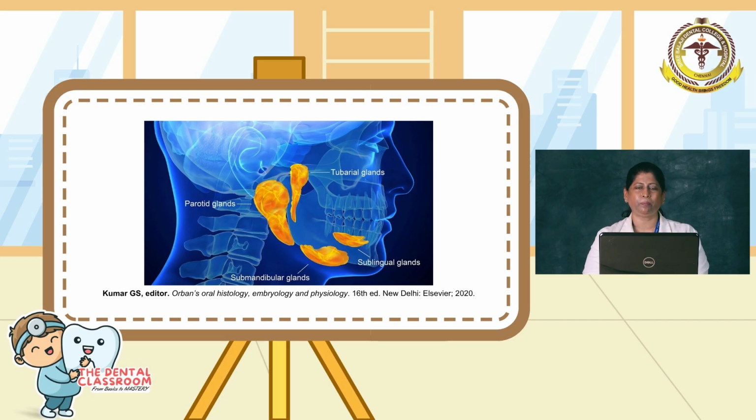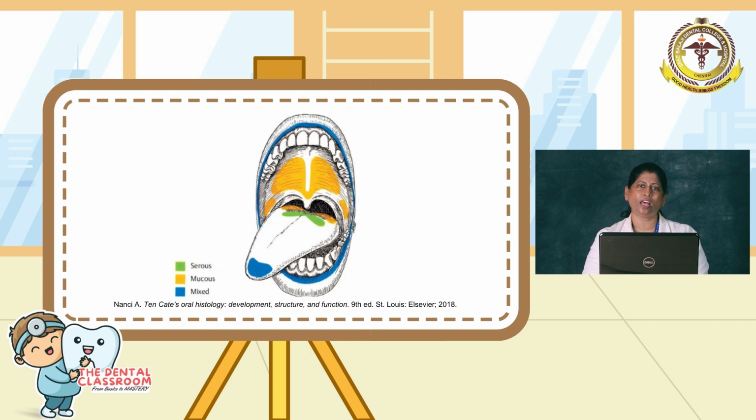We know there are three pairs of major salivary glands, and now a recent introduction has been the tubarial glands. So now the four major salivary glands will be the parotid gland, submandibular gland, sublingual gland, and the tubarial gland. And we also have minor salivary glands all over the oral cavity except for the anterior part of the hard palate, the gingiva, and the dorsum of the tongue.